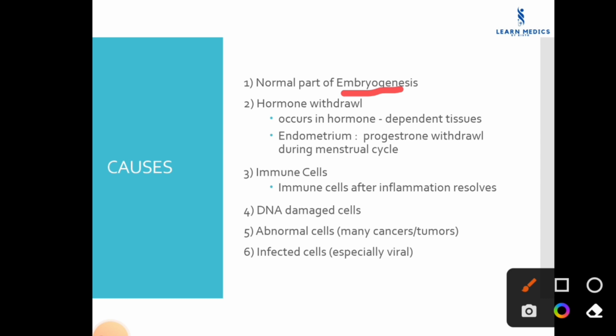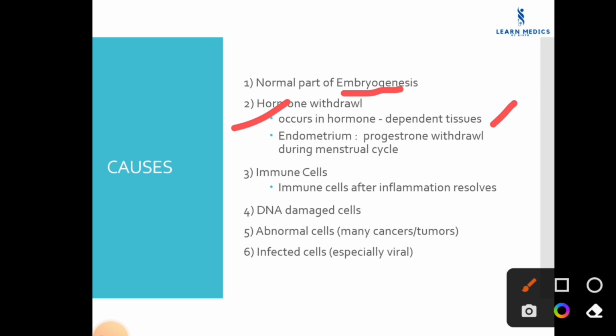The second one is hormonal withdrawal. It occurs in tissues that depend on hormones. For example, in the endometrium during the menstrual cycle, there is a progesterone and estrogen cycle. When progesterone withdrawal occurs, the endometrium falls off. The falling off happens in a programmed way, by apoptosis. It occurs in hormone-dependent cells.